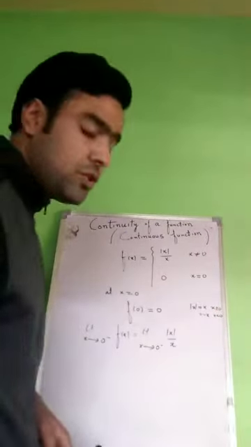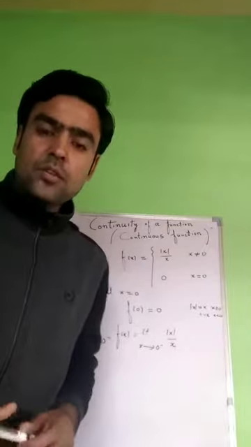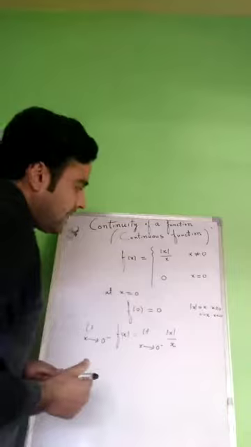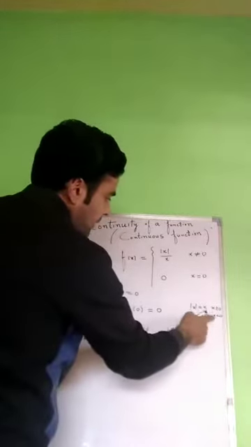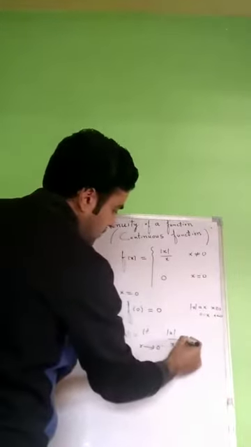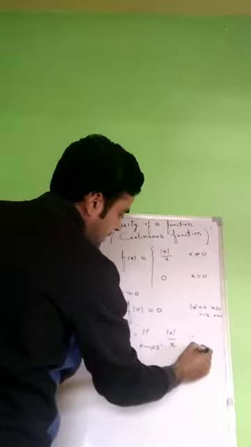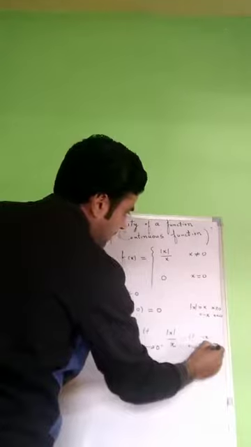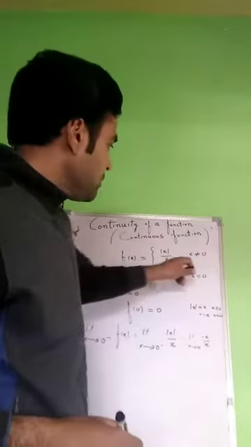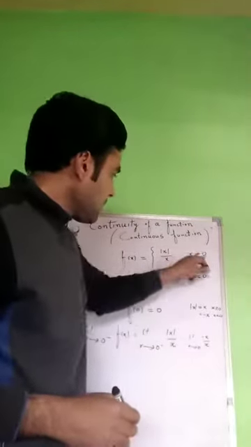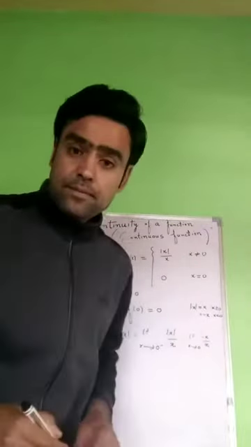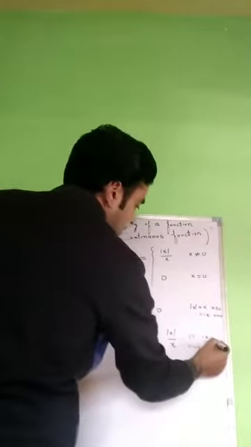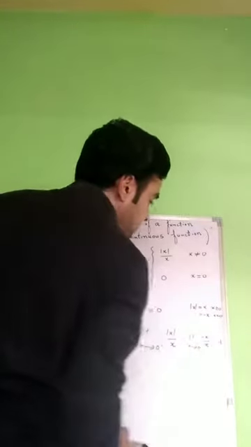Since we are approaching 0 from left, that is through those values which are less than 0, mod x is equal to minus x. So we can write limit x tends to 0, it is minus x divided by x. And x is not equal to 0, so that means minus x by x. x divided by x is 1, it becomes minus 1.